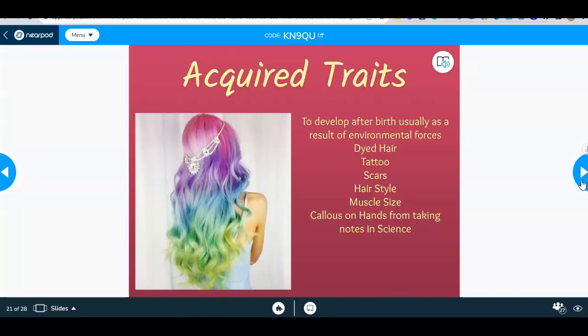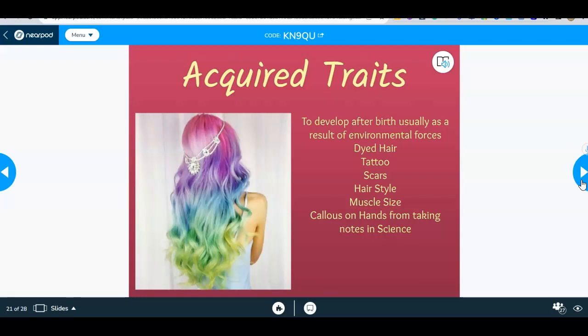All right, acquired traits. Acquired traits are things that happen to you after birth, right? As cool as Finley is, he could not be born with a tattoo, right? As much as I love her hair, there is no way that anybody in here would be able to be born. Like Josie can't be born with hair that looks like the lady here. You can do your hair like that, but you can't be born that way. That's acquired after. No one is born with a scar. Scars happen from your environment, right?